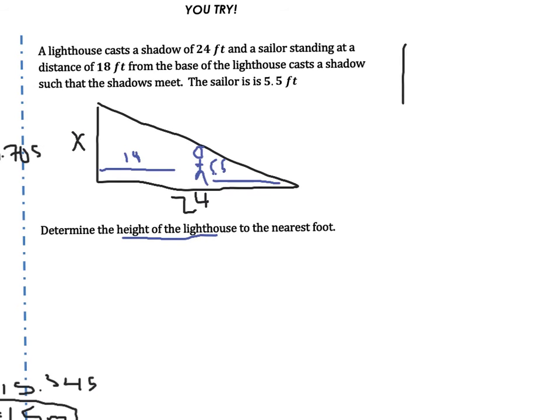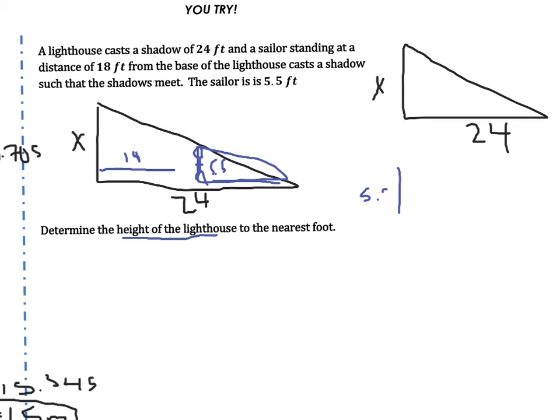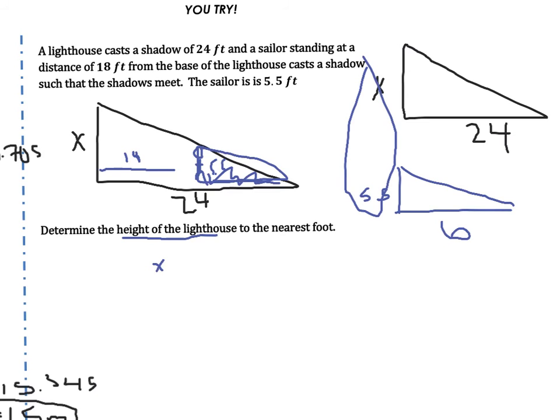So here's our x. How high is this lighthouse? So first thing we definitely want to do is separate those triangles. So here's the lighthouse, x, and we got 24, the big triangle. Now the little triangle. Height of the sailor is 5.5. And the shadow of the sailor is not 18. The shadow's over here. 24 minus 18 is 6. Now we have our two similar triangles. We could set up a proportion. Let's put our heights on top of each other. X over 5.5 equals 24 over 6.